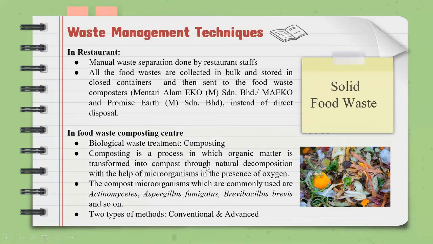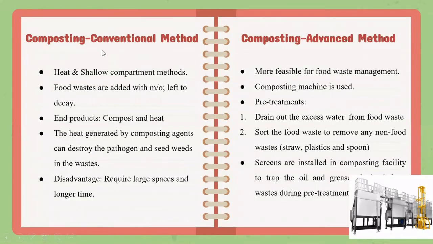Composting is a process in which organic matter is transformed into compost through natural decomposition with the help of microorganisms in the presence of oxygen. There are a lot of compost microorganisms that we commonly use, such as fungi and bacteria. The composting technique can be divided into two types of method, which are the conventional and the advanced method. The conventional method of composting requires longer time and larger space in order for the composting to be carried out. Besides that, it can also be divided into heat and shallow compartment methods.